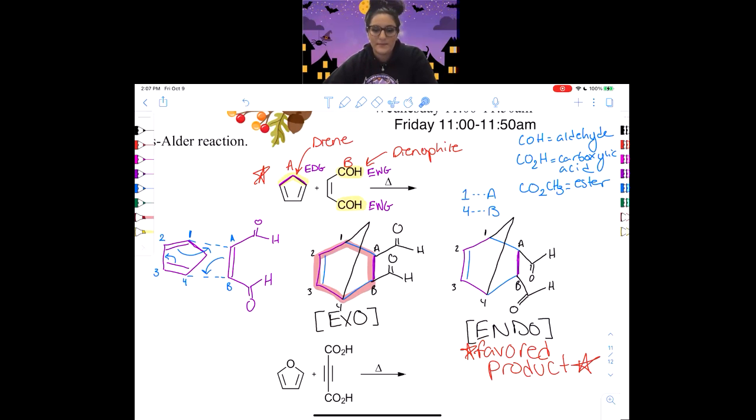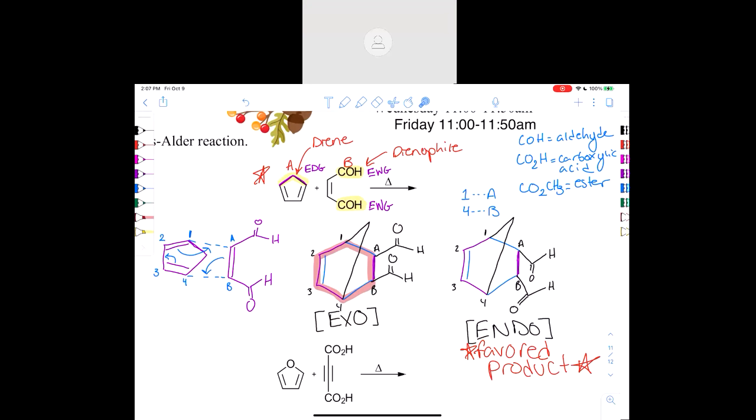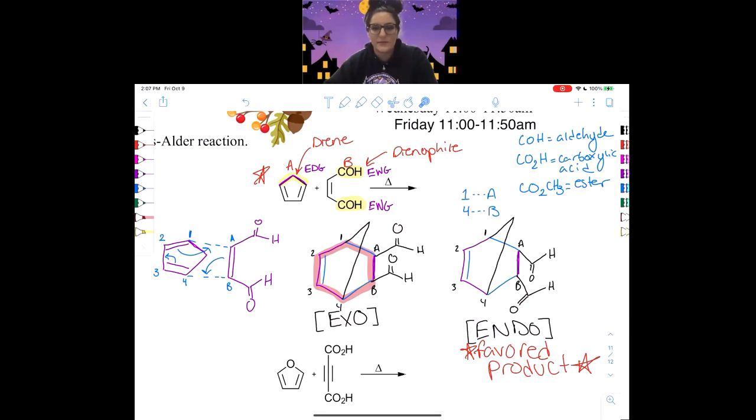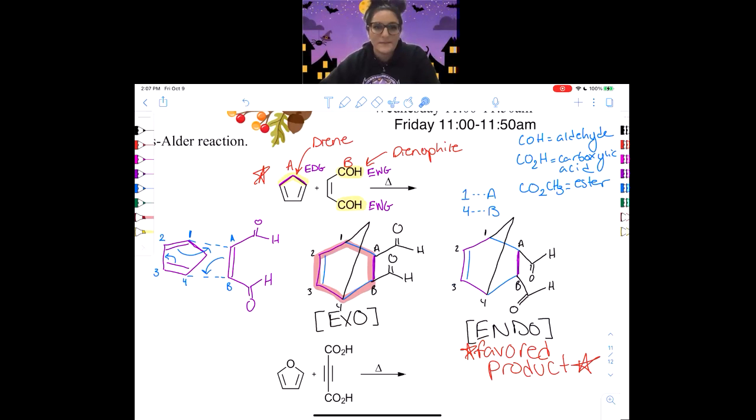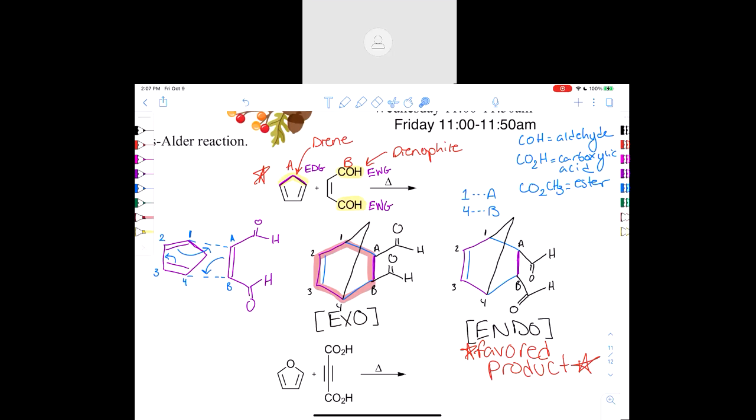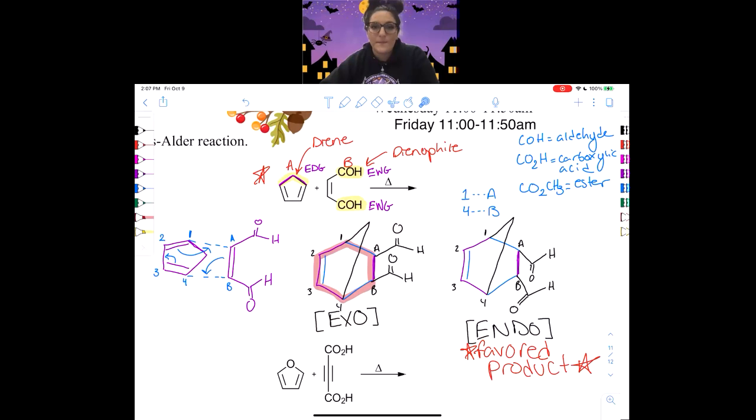Okay, and again, Endo is the one with the groups pointing down, farthest away from each other because they're less sterically hindered, correct? Also because it interacts with this double bond. Okay, it's because it's closest to that double bond. Mm-hmm. So whatever group is closest to that double bond, that's where it goes. All right. Thank you. You're welcome.